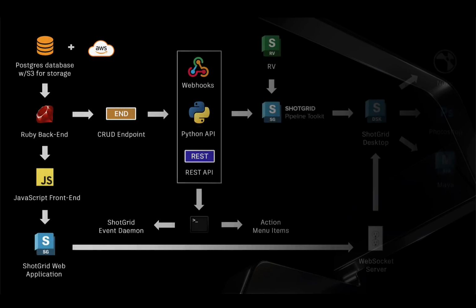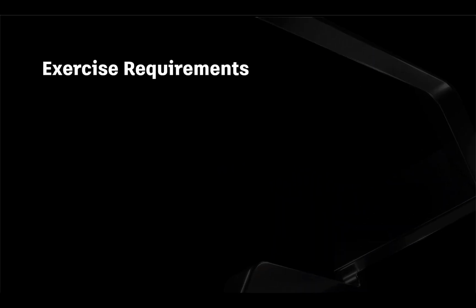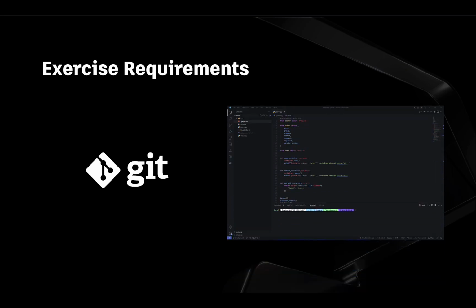Let's start with the Python API. ShotGrid provides a simple Python-based API for accessing and integrating with other tools. The Python API allows users to integrate their tools and access scripts integrated with ShotGrid's CRUD-based API. Before starting this exercise, there are a couple of requirements. You'll need to make sure that you have Git installed, and you'll also need to have a Python editor installed. We'll be using IDLE in this tutorial as our editor.